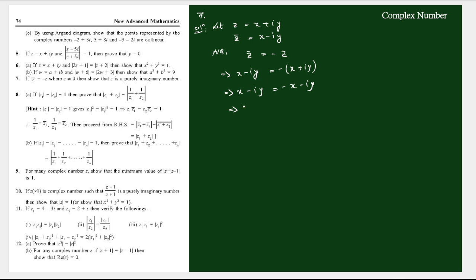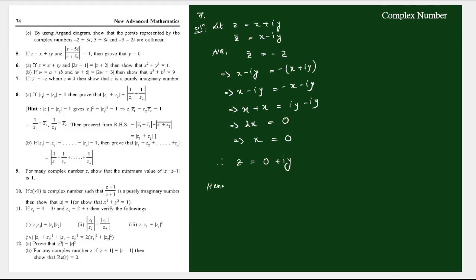So if you bring this side, you will get what? 2x or x plus x. Okay, let's write one more step. You transfer to the other side, this becomes plus iy, and this is your minus iy. So 2x equal to iy minus iy is 0, so x is equal to 0. So there is no real number. Since x is 0, we have got only iy, so therefore you write down z is equal to 0 plus iy.